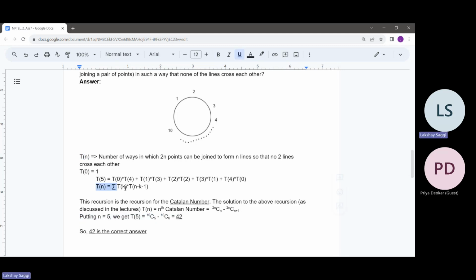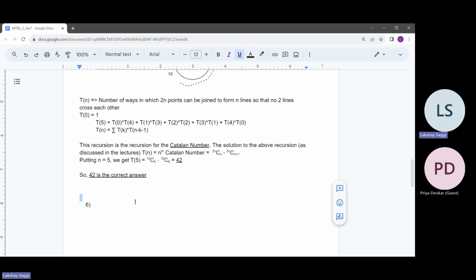Note that getting to the recursion part was not so difficult. We did this by straightforward thinking. But solving this recursion to actually get t of n equals 2n choose n minus 2n choose n plus 1 is not trivial at all. This is something for which you will need to see the lectures. It requires some more arguments, so I would definitely recommend checking out the lectures on Catalan numbers for this. Now maybe we can move on to the next question.